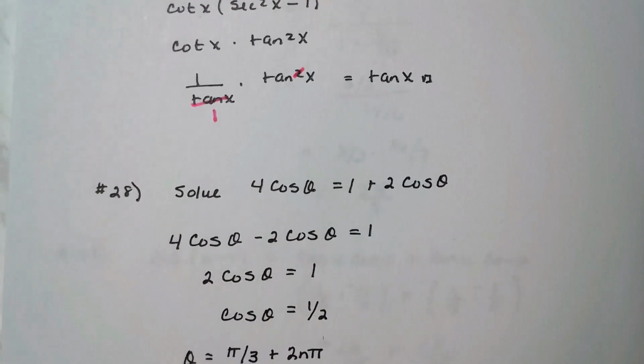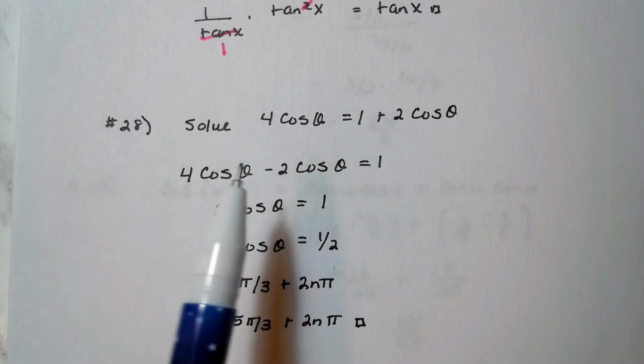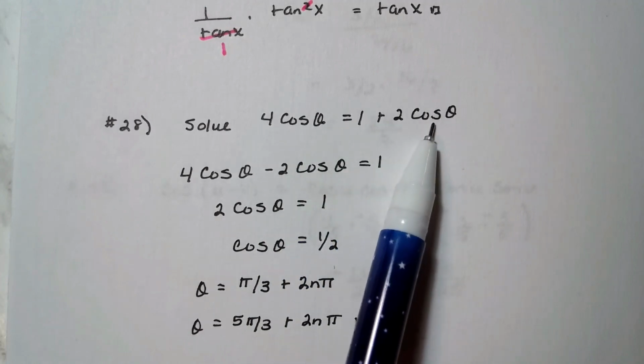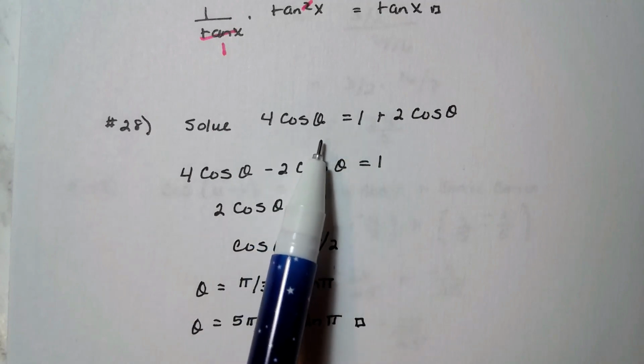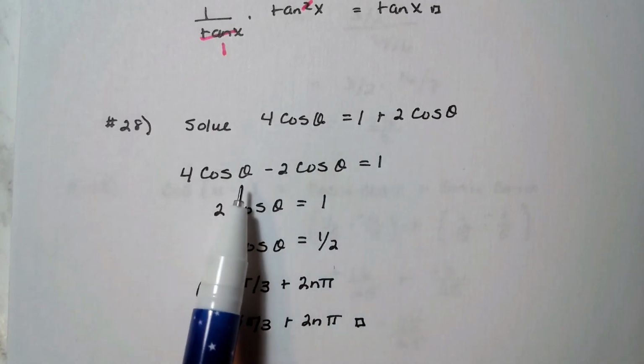Okay, number 28, we start back into equation solving, which I said to you in class is going to be the brunt of your test. They're asking you to solve 4 cosecant of theta equals 1 plus 2 cosine of theta. So remember, I don't want to be dividing back and forth. I want to be adding or subtracting to move terms over or to collect like terms.